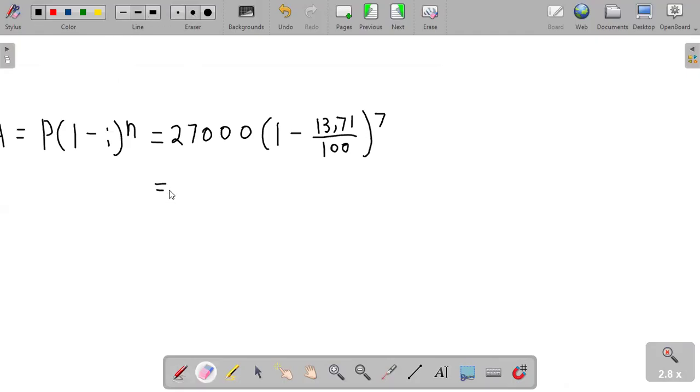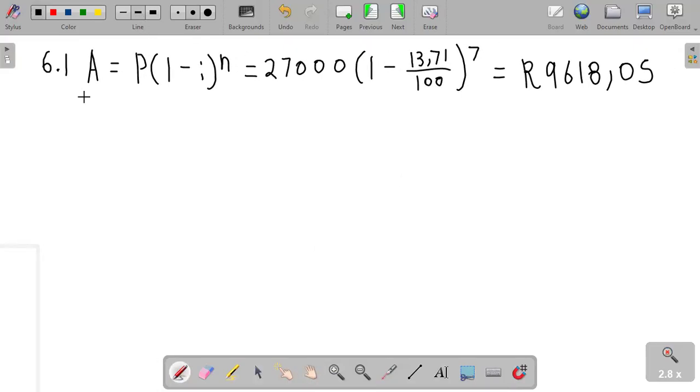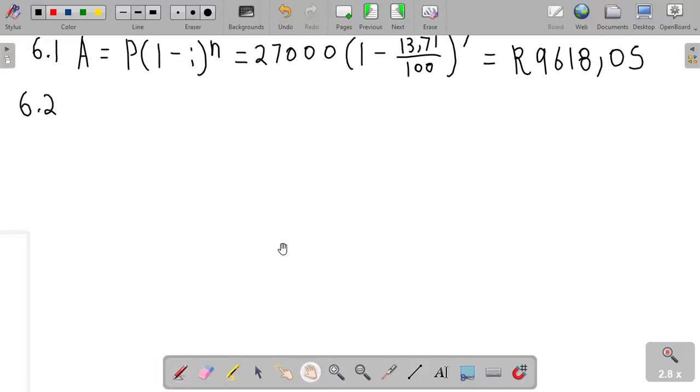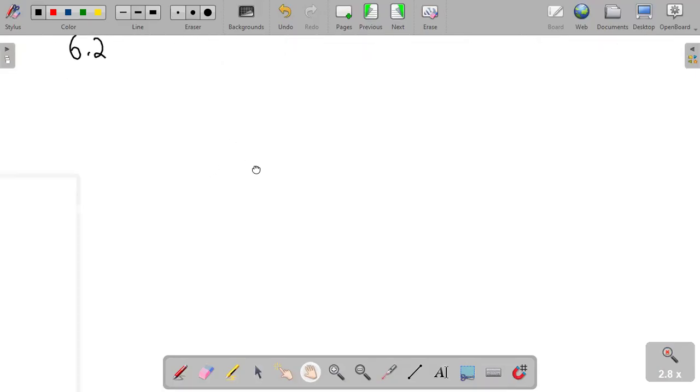It gives me, okay, let me write it down this side. It gives me 9,618.05. And then 6.2. So 6.2, what do they want?